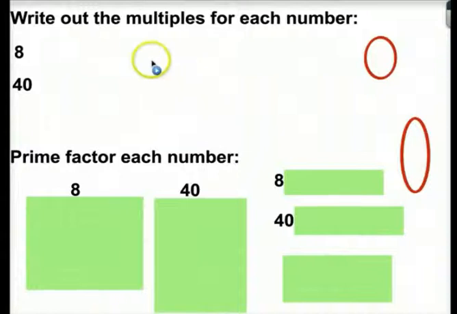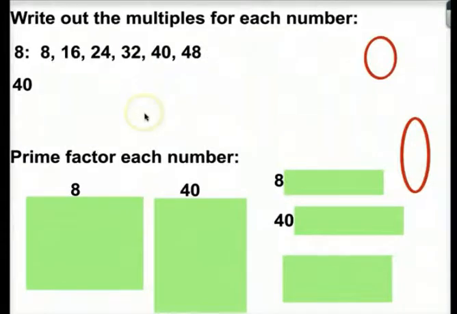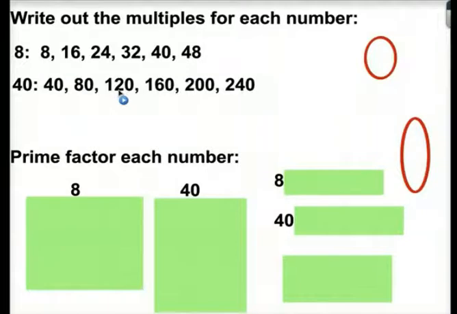Okay? So here we go. This is what you should have for the multiples of 8. Again, you don't have to write 8 times 1, but you write the product. So 8, 16, 24, 32, 40, 48. 40s, remember I said that's the same thing as writing the multiples of 4. So you've got 40, 80, 120, 160, 200, 240. And now you want to find the first multiple that each number shares.